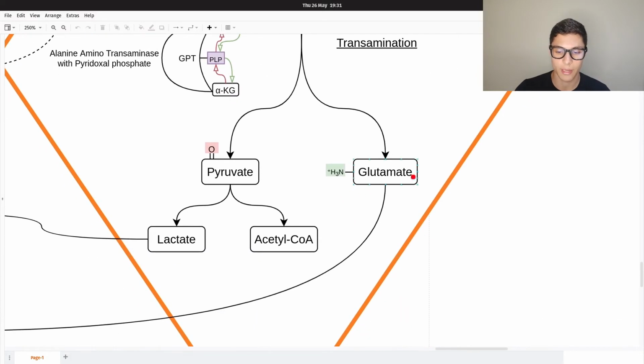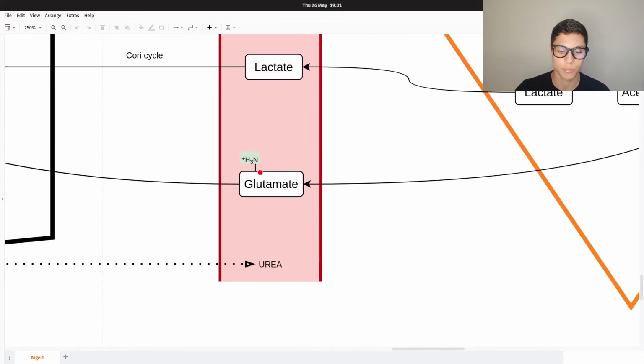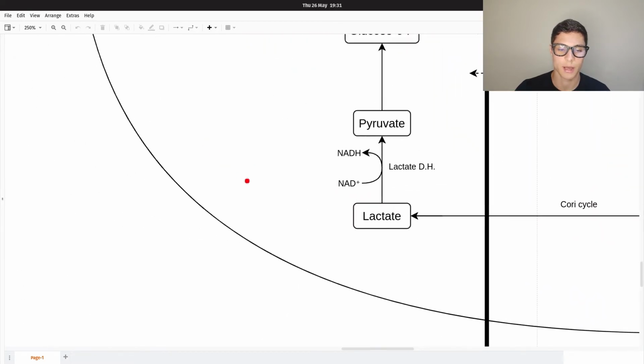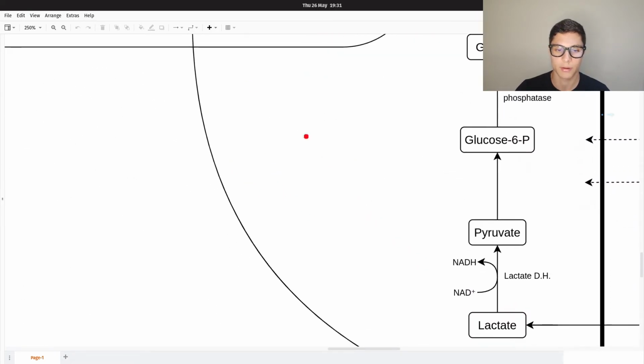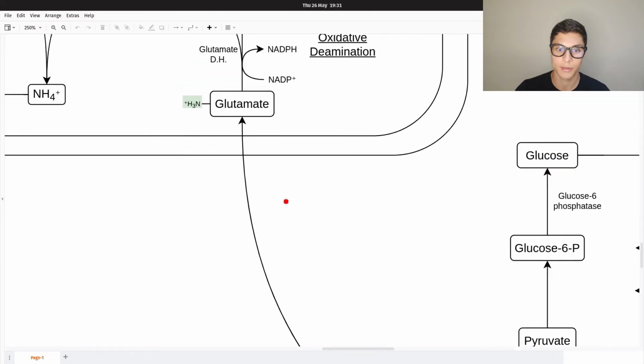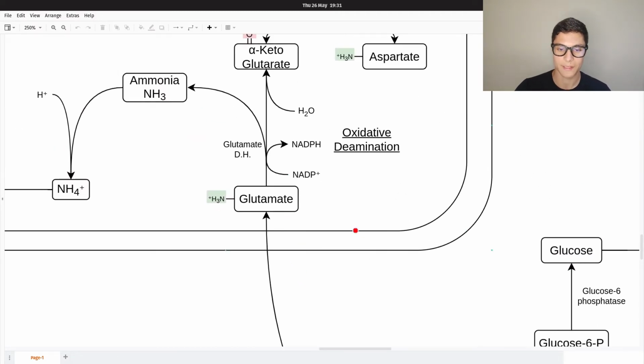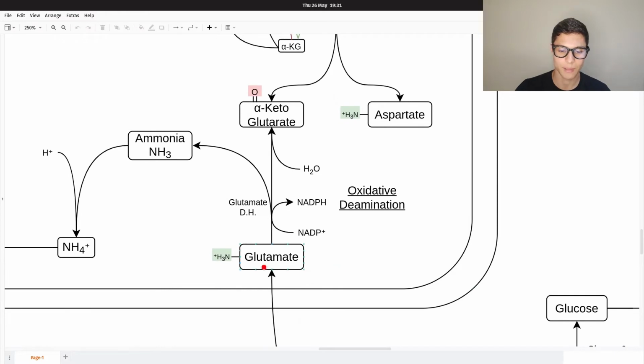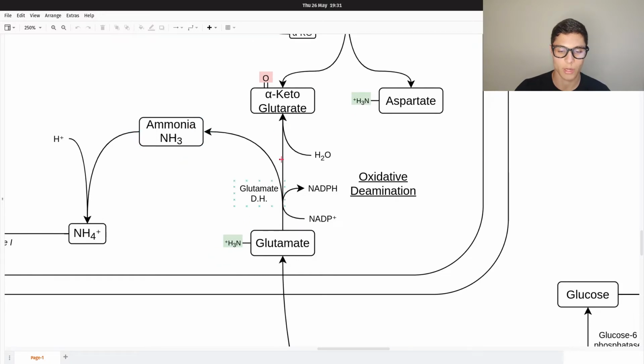Because if we follow glutamate, glutamate can travel to the blood and then inside the liver. We're inside the liver here, and then it's going to enter the mitochondrion. And inside the mitochondrion, we have the oxidative deamination. This is not a transamination, this is a deamination. That means we are going to get rid of an amine group. This amine group is going to create ammonia. The enzyme we're going to use is the glutamate dehydrogenase.